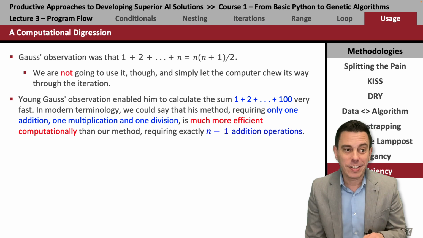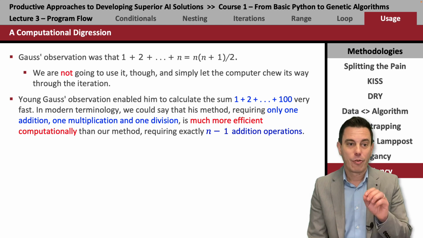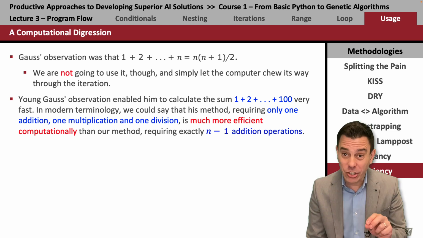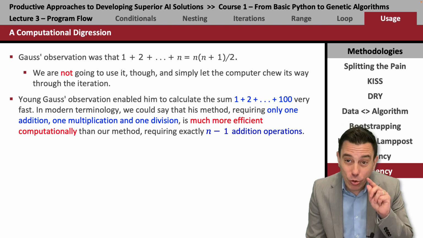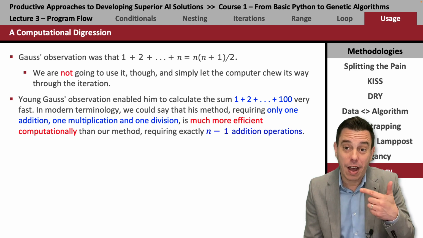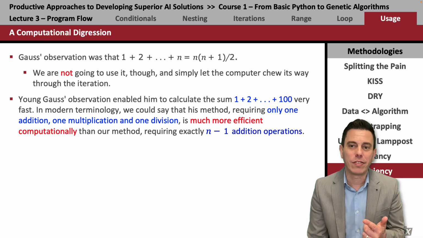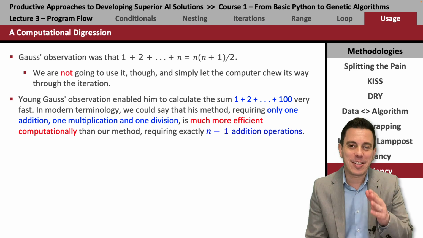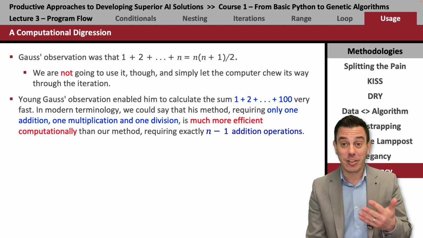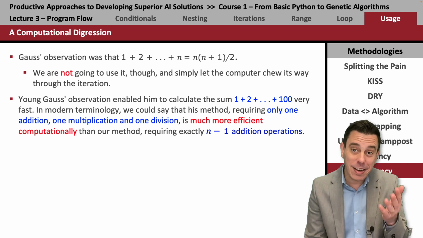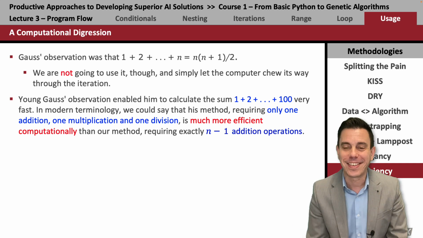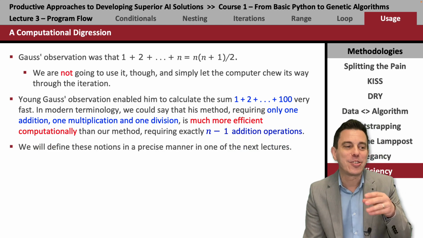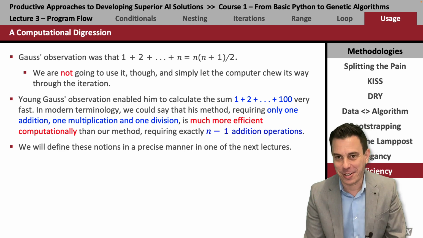In modern terminology, we could say that his method, requiring only one addition, one multiplication, and one division, is much more computationally efficient than our iterative method, that requires n minus 1 addition operations. Of course, if n is small, then it doesn't really matter. If n is large, which is the case in many other scenarios that we encounter in our modern lives, it does make a difference. Anyway, we will define these notions in precise manner in one of the next lectures.